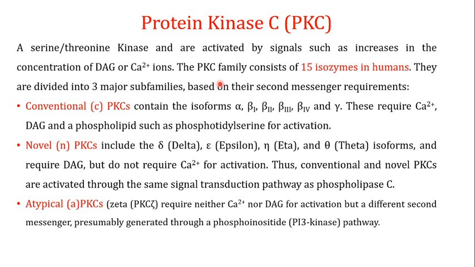Now, the protein kinase C family consists of 15 isozymes in humans, and they are broadly divided into 3 major families, based on their second messenger requirement. Each family requires a different second messenger for their activation. The first class of the protein kinase C are known as the conventional PKCs, and the members of this family include the alpha, the beta 1, the beta 2, beta 3, beta 4, and gamma. So these are the members of the protein kinase C which belong to this conventional family.